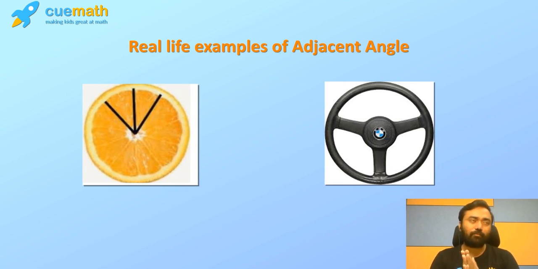In the second example, if you look at the steering wheel of a car, you see that it is already divided into three blocks. So if you mark angles in those three blocks, you can say that any two angles are alternate angles to each other with a common vertex and a common arm.